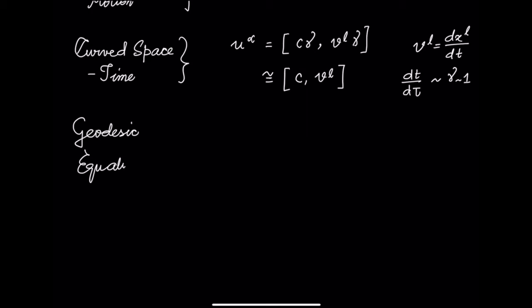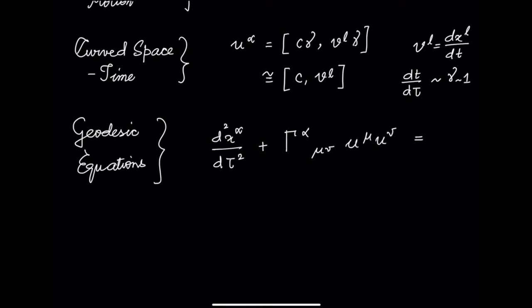let me write all the equations first for you, and then we will write down the specific ones. So this is d2x alpha d tau 2 plus gamma alpha, say, beta gamma. Okay, I will not use beta and gamma because they are already used. So say mu nu, u mu, u nu. This is my geodesic equation. And let us break it down into space part and time part.